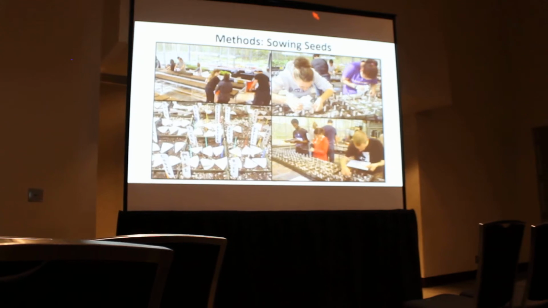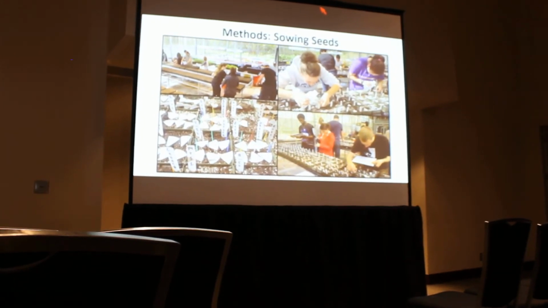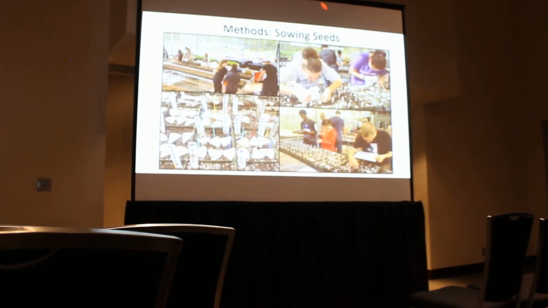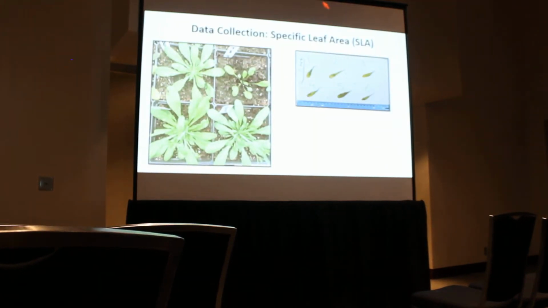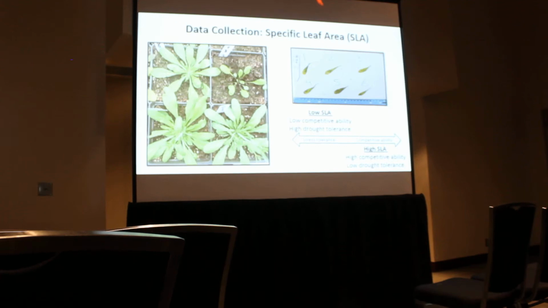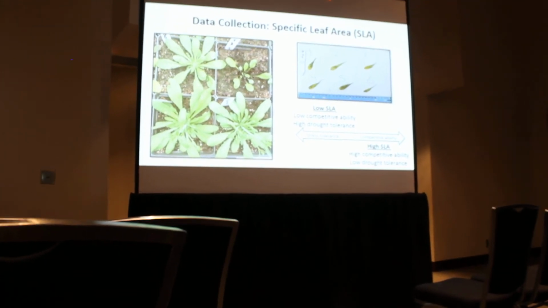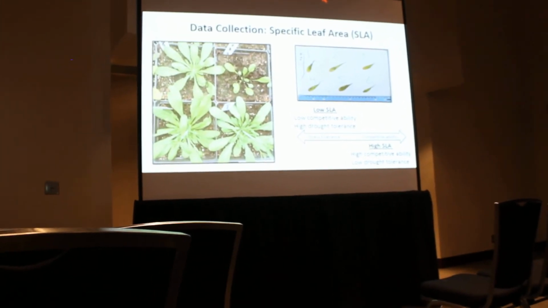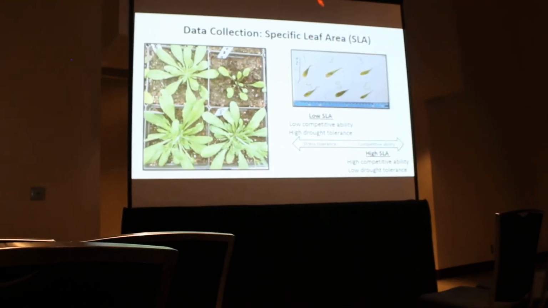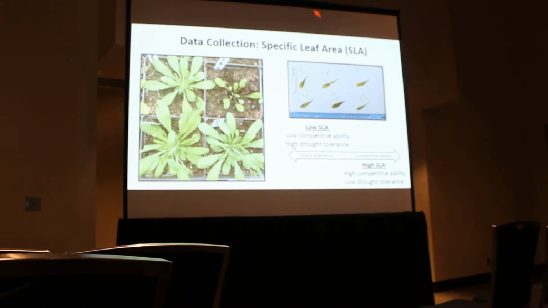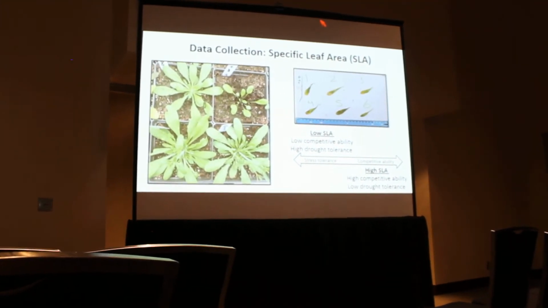Everything was randomized. Both the pots were randomized and the individuals in the pots were randomized, and I had the students double check each other. We collected specific leaf area, which is a functional trait that is thought to tell us something about competitive ability versus stress tolerance trade-offs. So low specific leaf area says there's low competitive ability, but high tolerance to stress, and vice versa for high SLA.